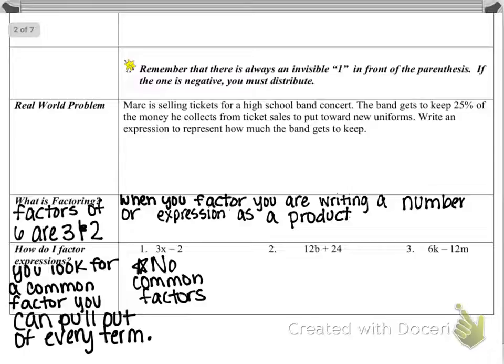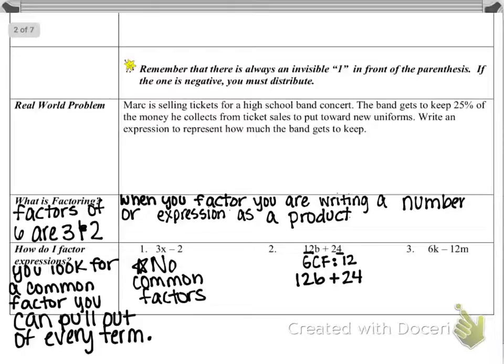Number 2, looking at 12b and 24. What is our greatest common factor? I can divide 2 from 12 and 24. I can do 6, but we need our greatest common factor. Remember your GCF. Well, good. In this case, that is 12. So we're going to label our GCF. Now, we're going to rewrite our expression, 12b plus 24. And here, we're going to divide out our GCF.